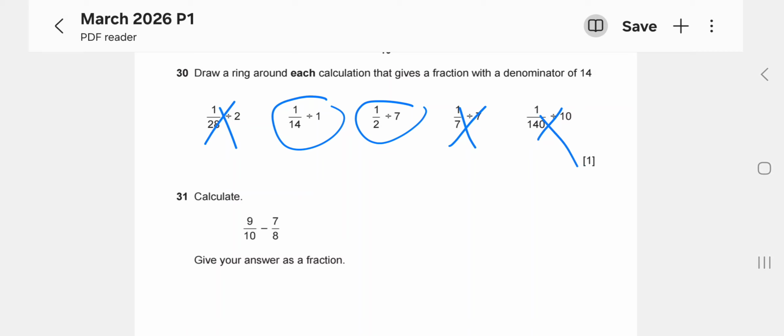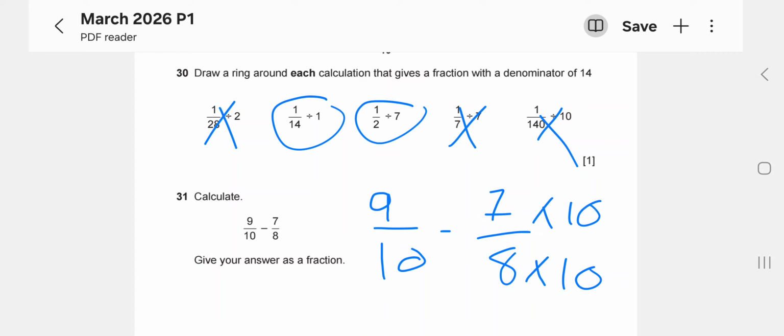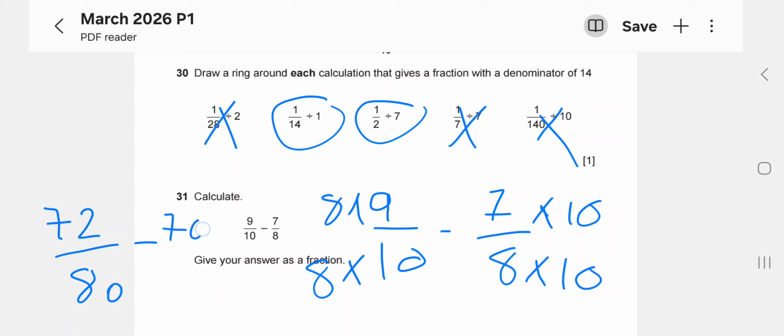We have here subtracting fractions, so we need to have a common denominator. So, I will multiply up and down by what? Here, I will multiply by 10 up and down. Here, I will multiply by 8 up and down. 9 times 8, 72 over 80 minus 70 over 80. So the final answer will be 2 over 80. I can simplify, divide by 2, it will be 1 over 40.